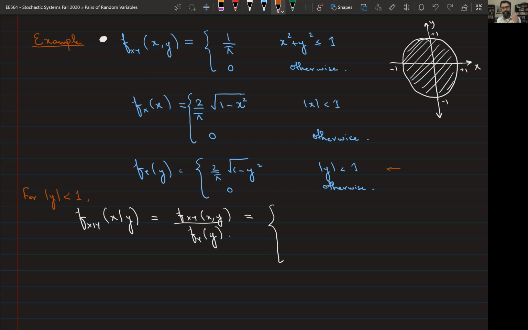So all you need to do is plug in the numerator and the denominator. If I plug in the numerator, I know that this is equal to 1 upon pi, and the denominator, for all values of y that I've initially constrained myself to be in, is the value 1 minus y squared, where x squared plus y squared is less than or equal to 1, and it is 0 otherwise.